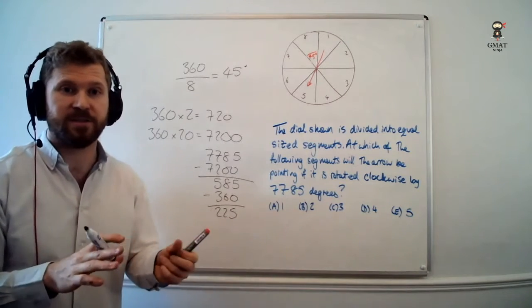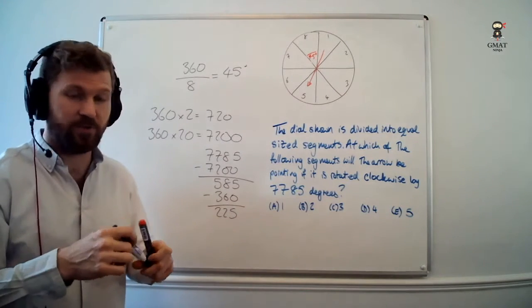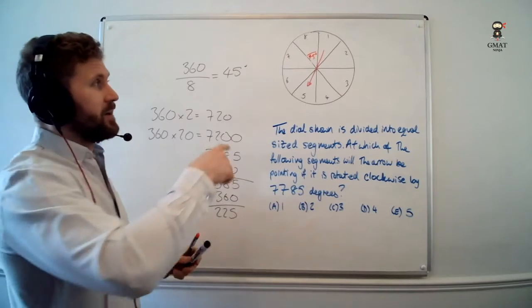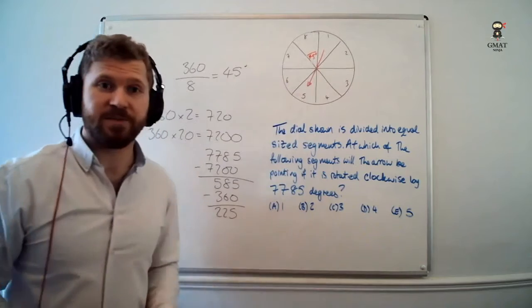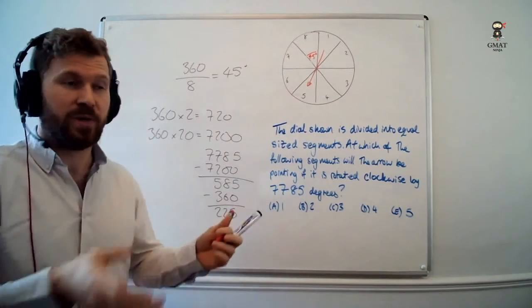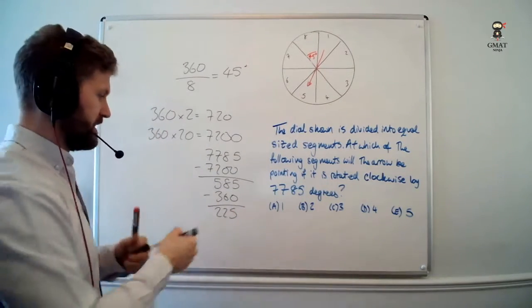Now we're less than 360. I know I've got less than one circle to go. We're nearly there. Now, if I rotate it 180 degrees, I know that it's going to be pointing in exactly the opposite direction to where it's pointing now. So rather than pointing at the 5, it's going to be pointing at the 1.